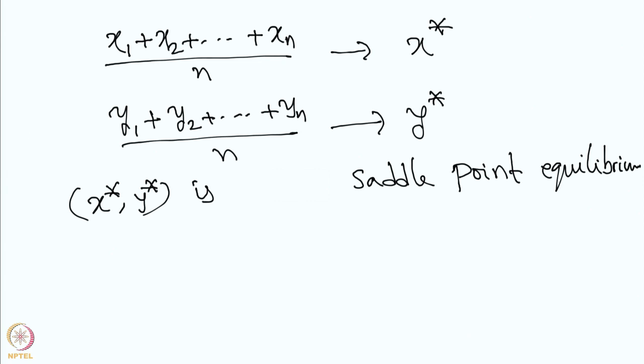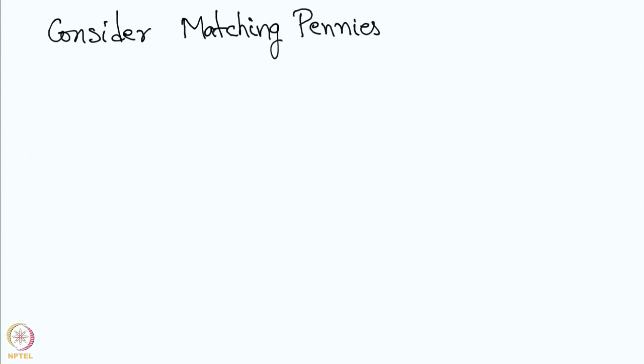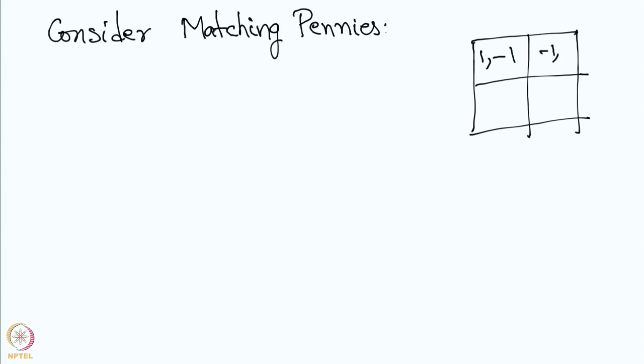The proof of this convergence is actually a lengthy proof. At this moment we will not go into the proof, but we will see an example illustrating this result. So, let us consider matching pennies. This is a very simple example. There are only two pure strategies to make, and if both match, player 1 gets 1 unit; if they do not match, player 2 gets 1 unit. This is a zero sum game, of course.